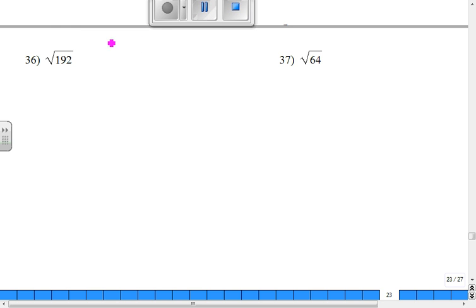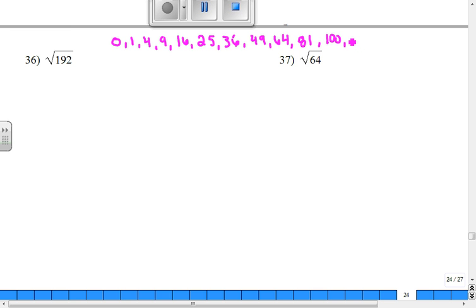So our perfect squares, we have 0 squared is 0, 1 squared is 1, 2 squared is 4, 3 squared is 9, 4 squared is 16, 5 squared is 25, 6 squared is 36, 7 squared is 49, 8 squared is 64, 9 squared is 81, 10 squared is 100, 11 squared is 121, 12 squared is 144, 13 squared is 169, 14 squared is 196, and lastly, 15 squared is 225. These are the ones that you're responsible for.